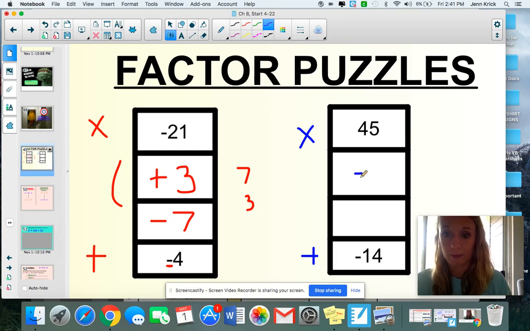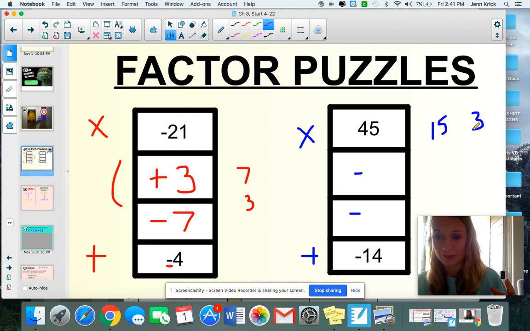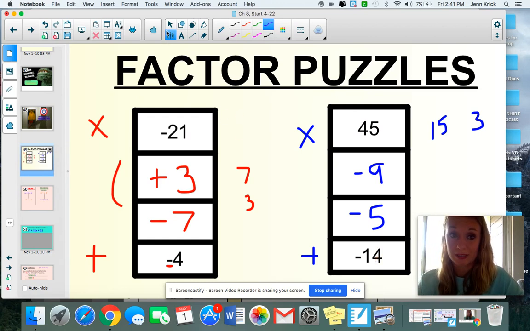Yes. Okay. So we know that we're going to have two negative numbers here. What are the different factors of 45? I know that 15 and 3 multiply to 45, but there's no way that I'm going to get a sum of 14 there. The only other factors that I know are 9 and 5. So I know that negative 9 times negative 5 gives me a positive 45, and when I add them up, I get a negative 14. So those are the two numbers that satisfy the puzzle.